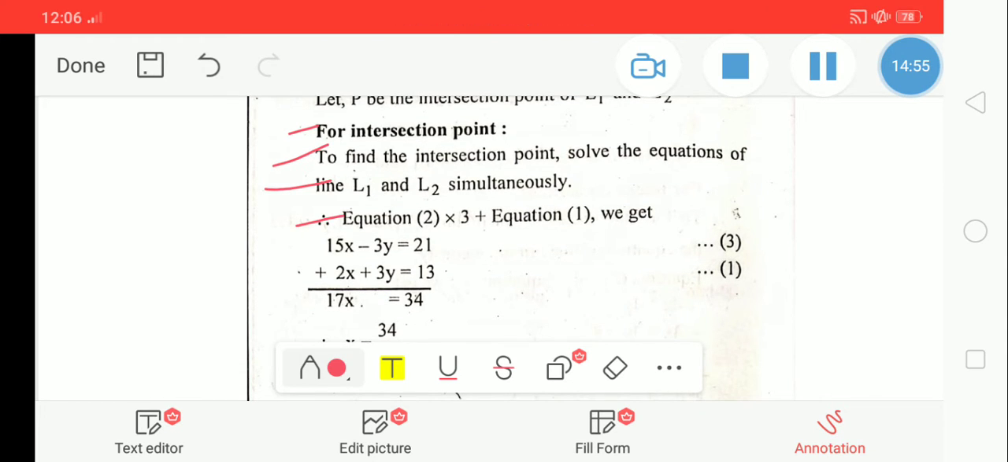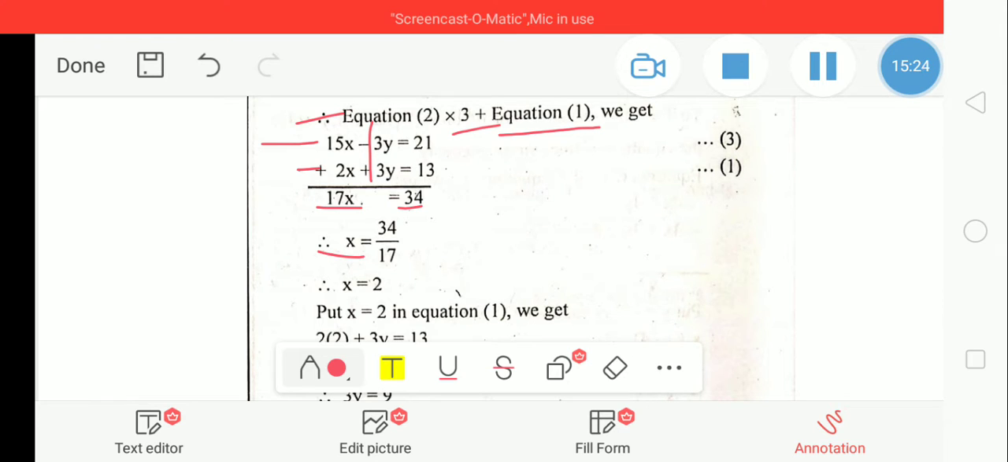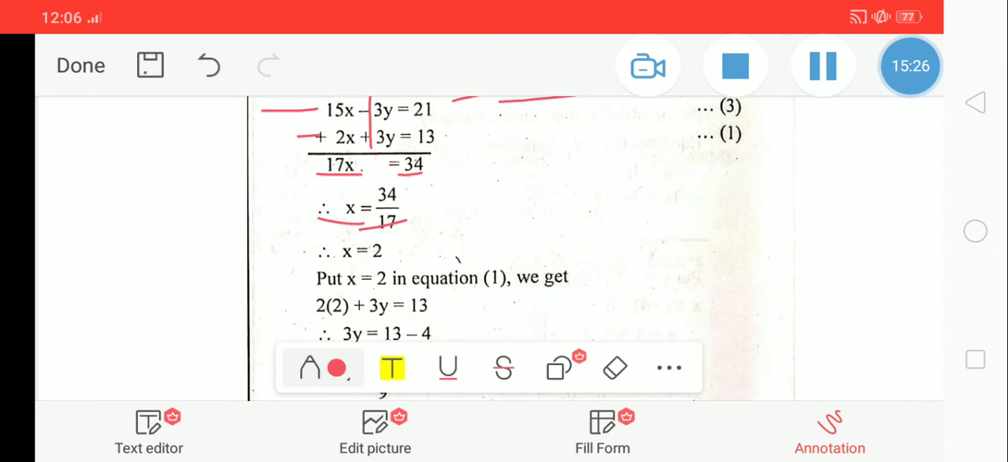Now we multiply equation 2, line 2, by 3 and add it with line 1, equation 1. So we get 15x minus 3y equal to 21 plus 2x plus 3y is equal to 13. Here the 3y terms get cancelled. So 17x is equal to 34. So x is equal to 34 divided by 17. So x is equal to 2.